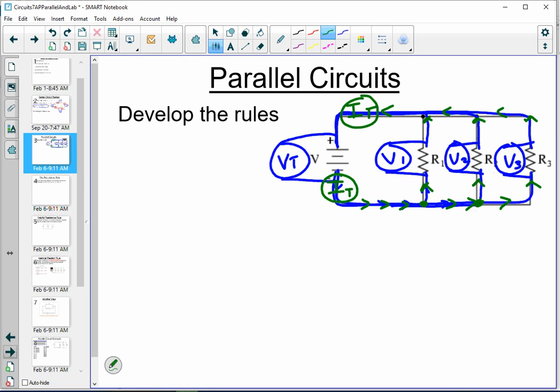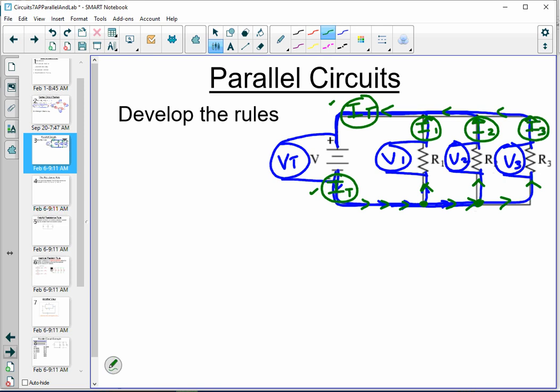The total current simply split, went through the resistors, and then joined back together. So these two total current readings should be the same. If we insert meters in the branches, we would call this one I1, which would measure the current passing through resistor 1. And we'll call this current I2, and we'll call the current on the outside loop I3.